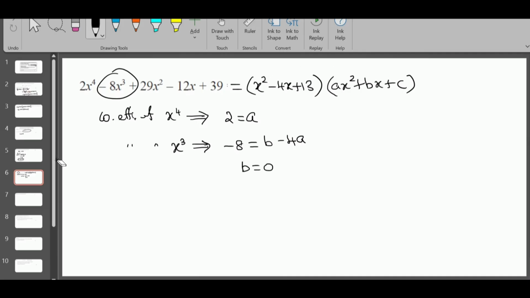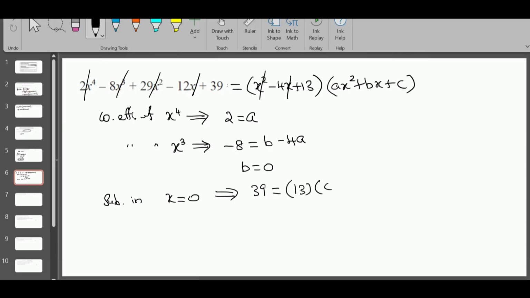And the easiest way to find c is, you can substitute some value in the place of x. I'm gonna sub in x is equal to 0. So all these terms become 0. 39 is equal to 13 times c. These two also 0. So c is equal to 3.